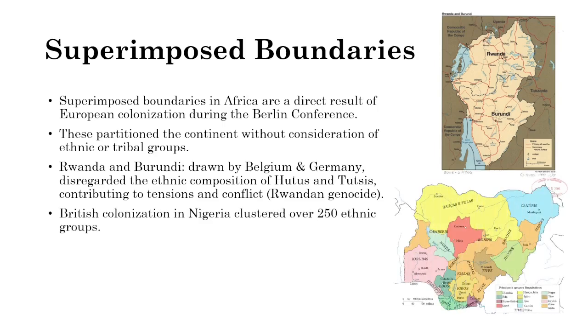We have British colonization in Nigeria, clustering over 250 ethnic groups within the country, which has very much so influenced a lot of violence in the country, the politics of the country. The northern Nigeria is predominantly Islam, while southern Nigeria is predominantly Christian.